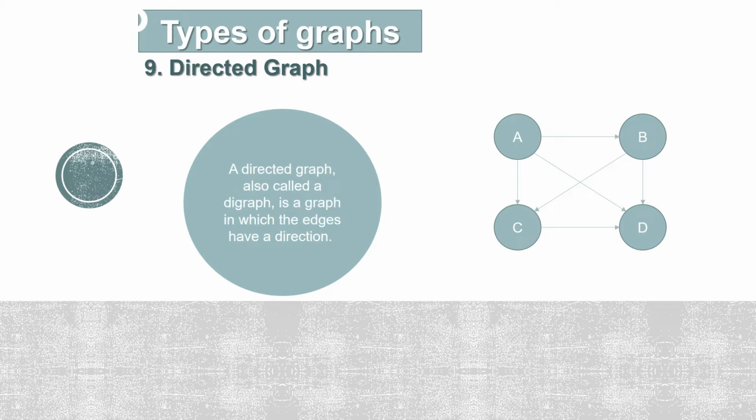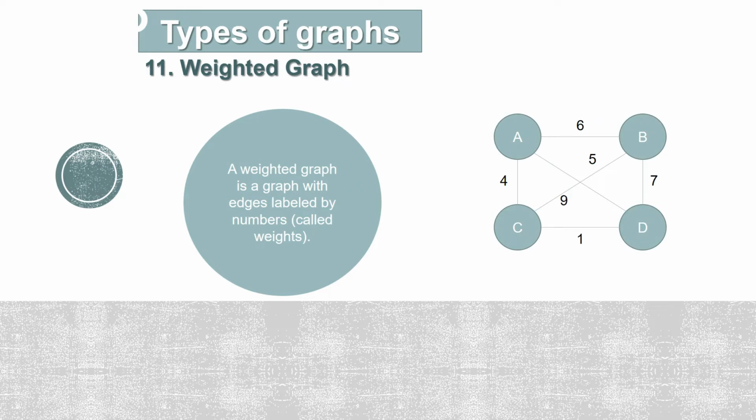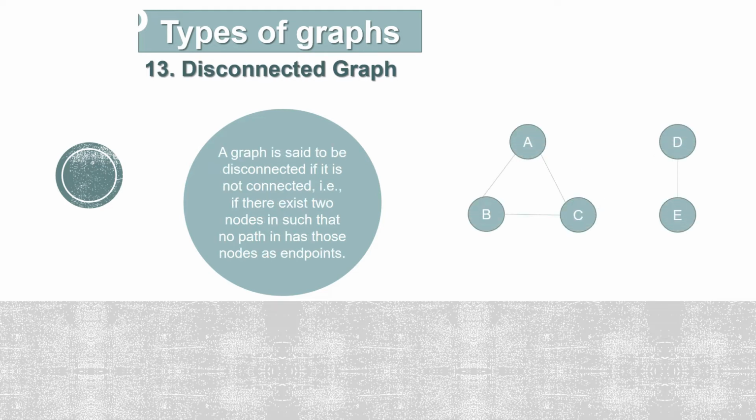A directed graph, also called a digraph, is a graph in which the edges have a direction. A regular graph is a graph where each vertex has the same number of neighbors. A weighted graph is a graph with edges labeled by numbers, called weights. A connected graph is a graph that is connected in the sense of a topological space.